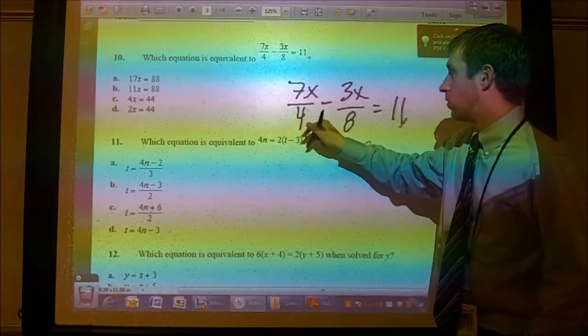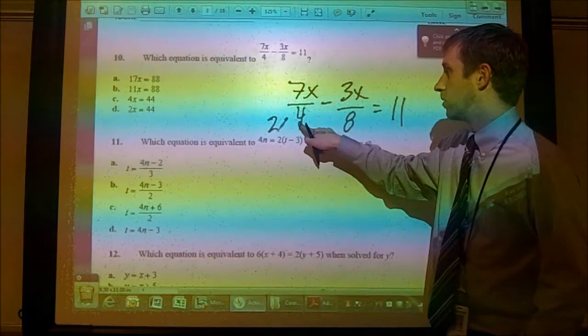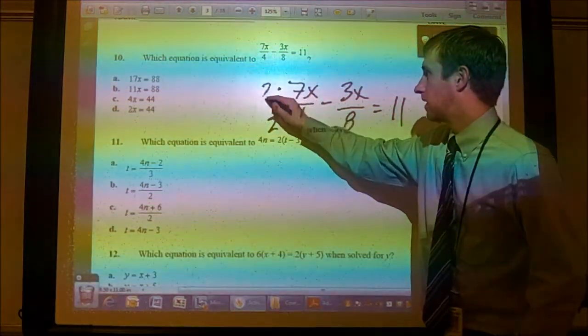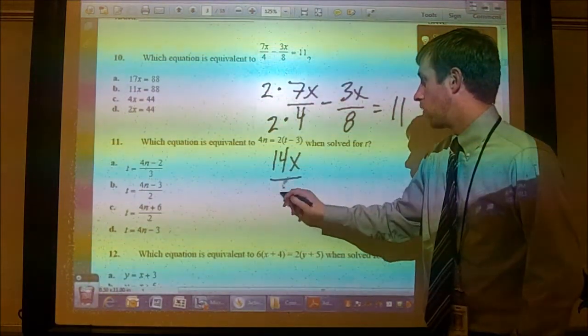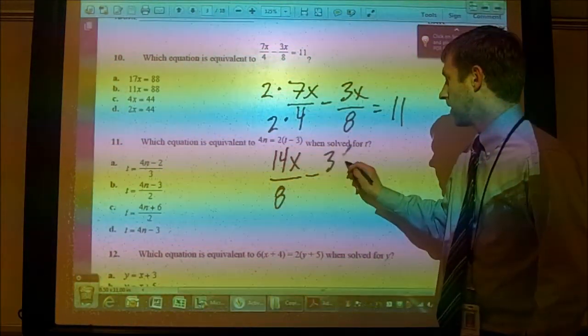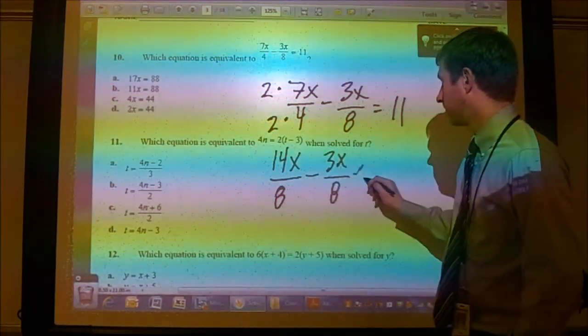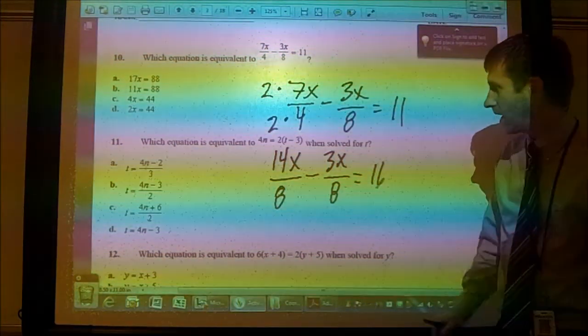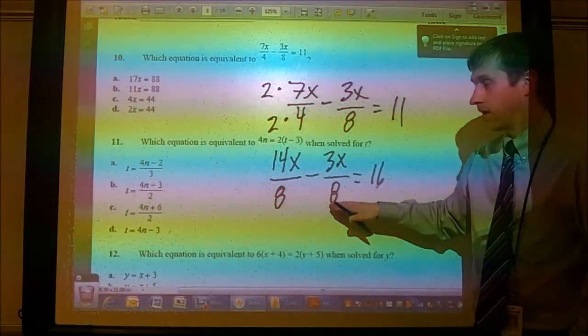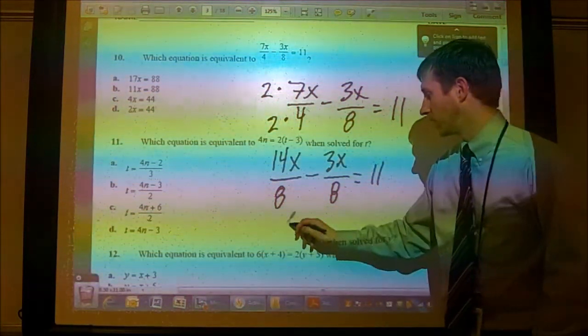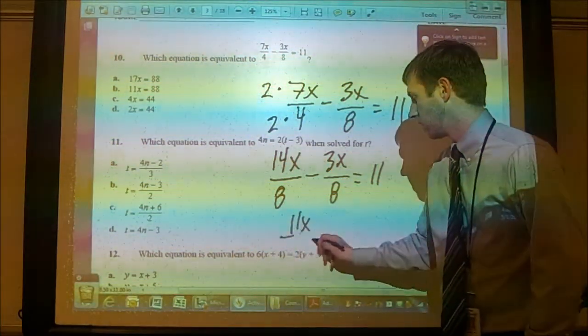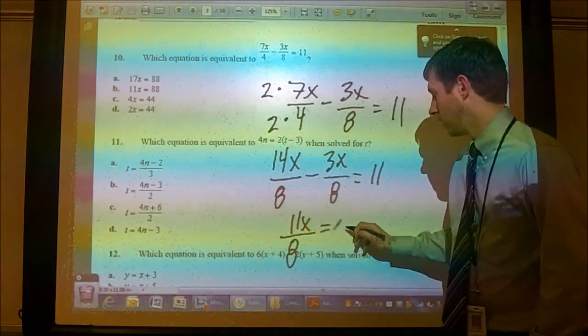I want to change this 4 to an 8, so I multiply by 2. If I do it in the bottom, I have to do it in the top. So that's going to give you 14x over 8 minus 3x over 8 equals 11. Now that I have the same denominator, I can subtract the tops. 14x minus 3x equals 11x over 8 equals 11.